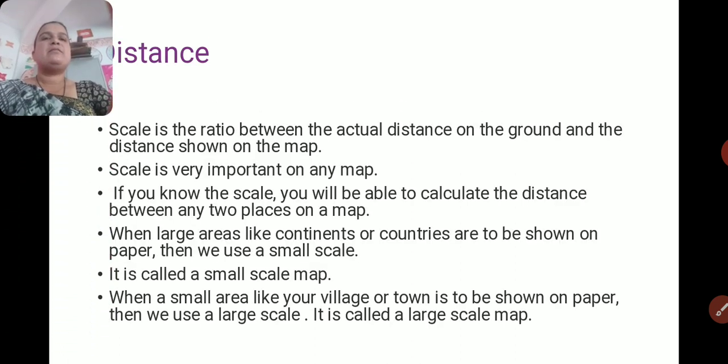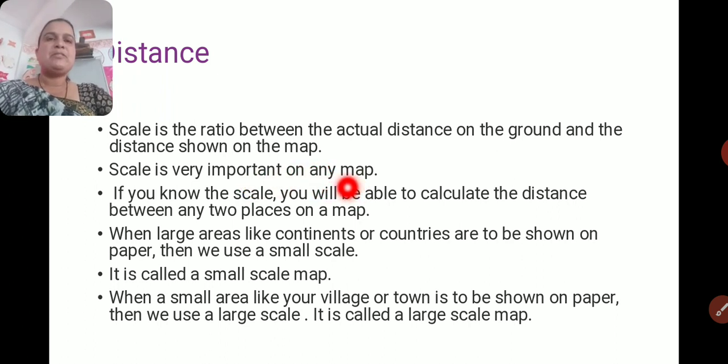Here see distance. What is distance? Scale is the ratio between the actual distance on the ground and the distance shown on the map. So on the map there is a scale, which is a ratio shown between the actual distance on the ground and on the map. Many a times this scale is included in meters or kilometers. So scale is very important on any map.